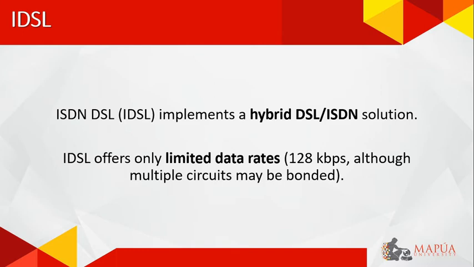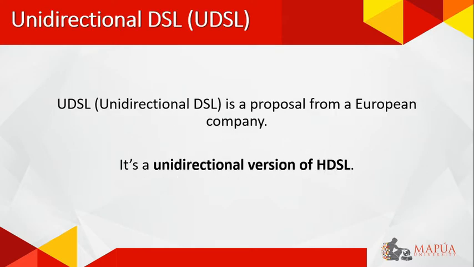The next type of DSL is the IDSL. ISDN DSL, or IDSL, implements a hybrid of DSL and ISDN solution. IDSL offers only limited data rates, which is 128 kbps, although multiple circuits may be bonded. Whereas a unidirectional DSL, or UDSL, is a proposal from a European company, which is a unidirectional version of HDSL.